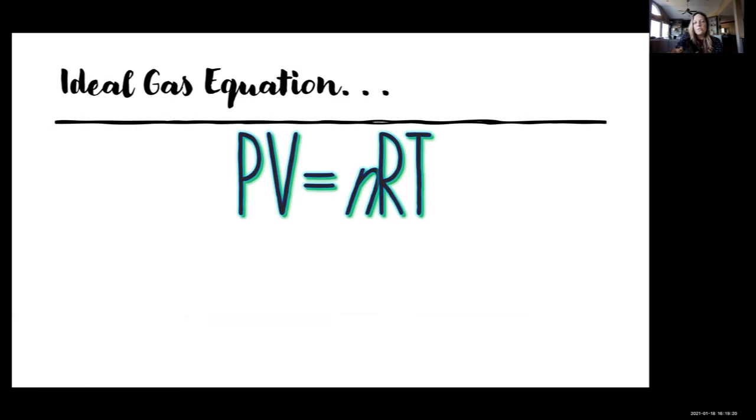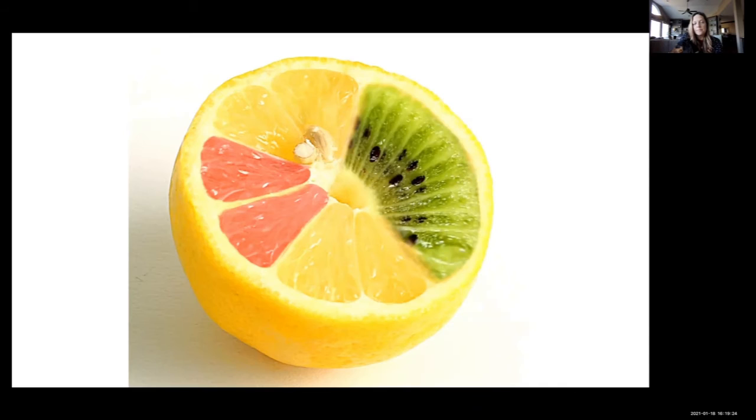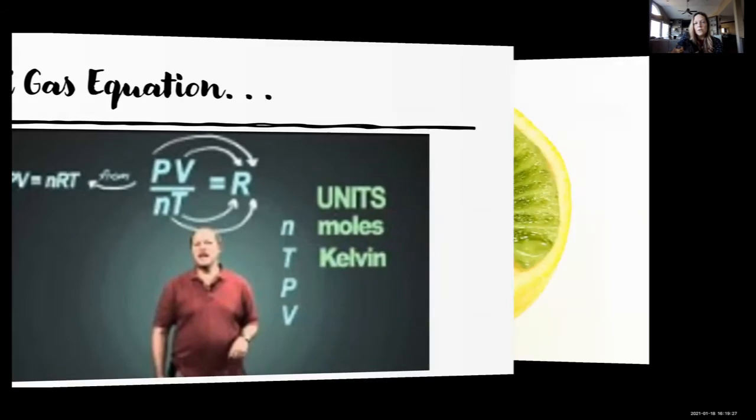And there's a chart for PV equals nRT. So what the heck is R? So this is what I'm saying. Your R, which is your ideal constant.